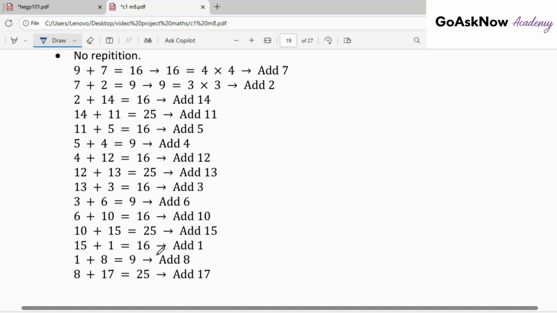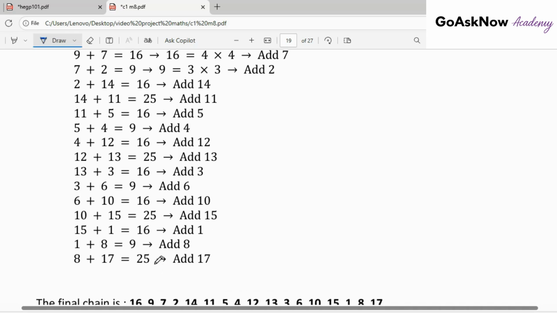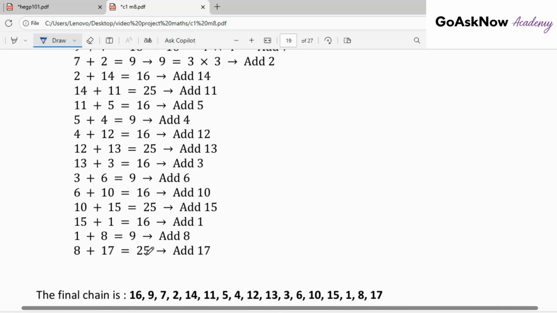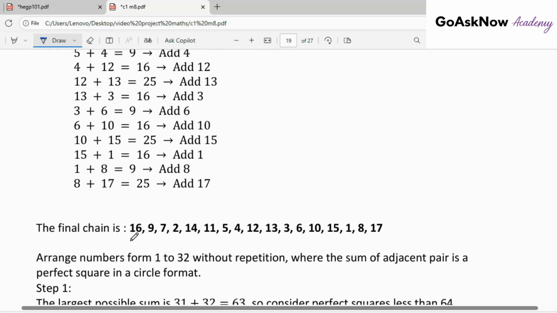15 plus 1 is equal to 16, add 1. 1 plus 8 is equal to 9, add 8. 8 plus 17 is equal to 25, add 17. The final chain is 16, 9, 7, 2, 14, 11, 5, 4, 12, 13, 3, 6, 10, 15, 1, 8, 17.